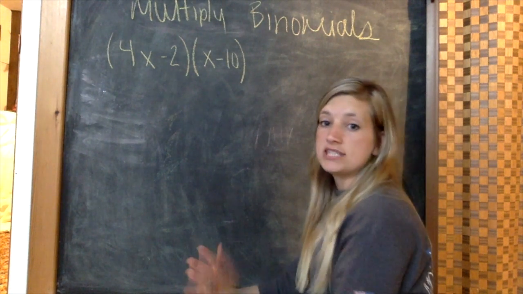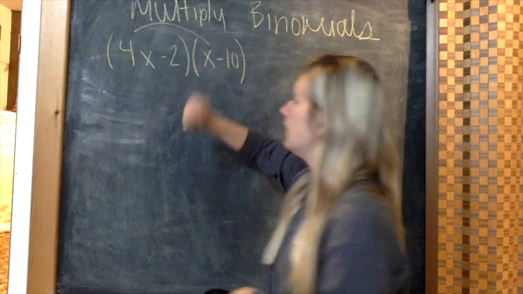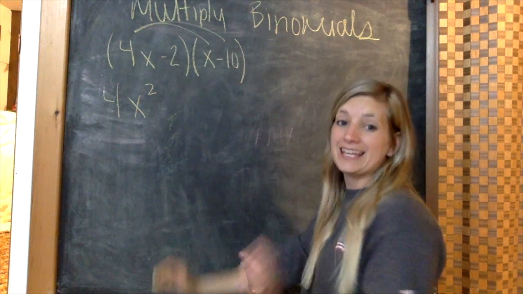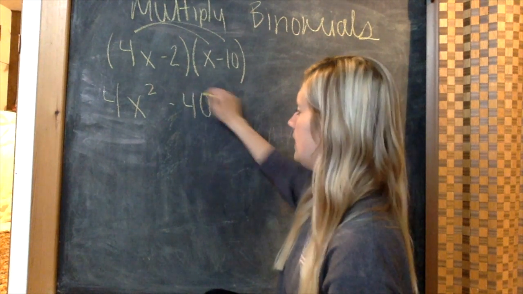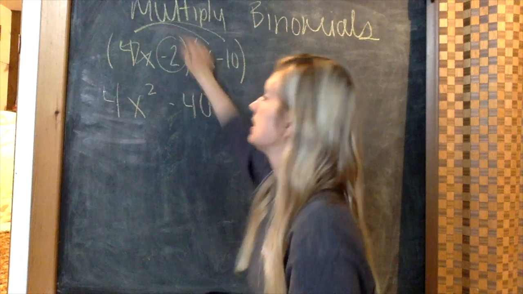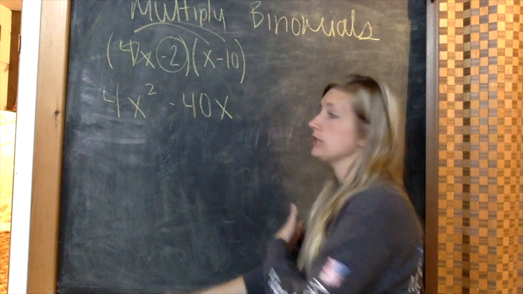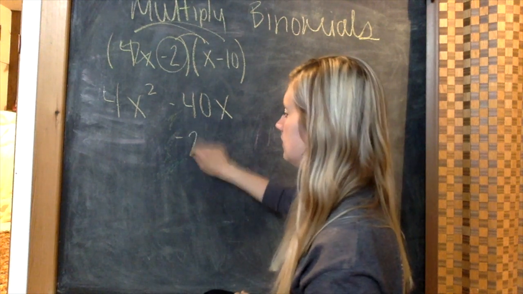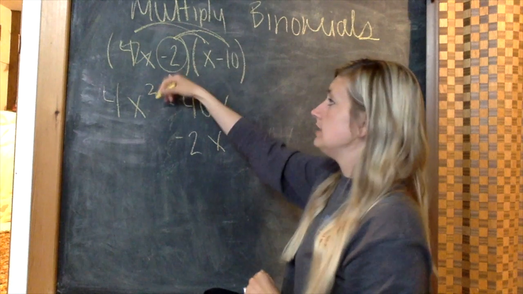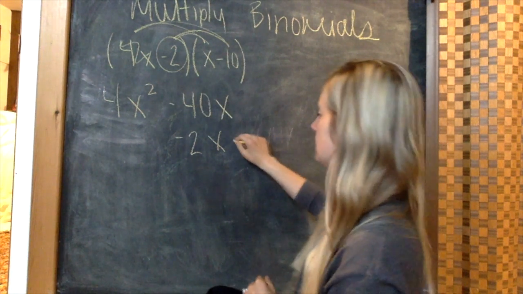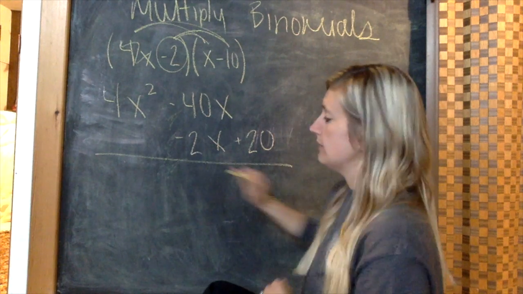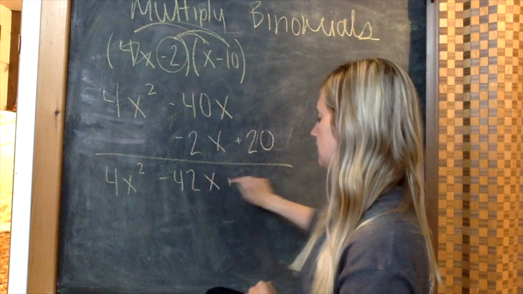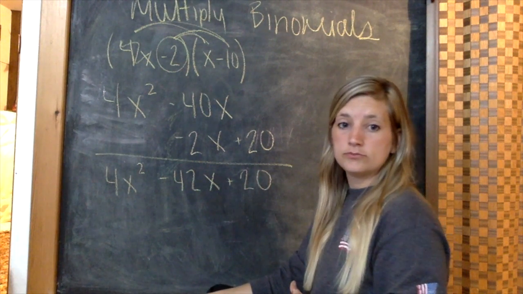Okay, so I'm going to do the step for this first one again. So 4x times x is 4x squared. 4x times a negative 10 is a negative 40x. So I'm done with the 4x. I move to the negative 2. I distribute it through. Negative 2x. So I'm going to step down to line it up with my x's. Go back, distribute. Negative 2 times a negative 10 is that positive 20. And now I'm going to combine like terms. So 4x squared minus 42x plus 20. Okay?